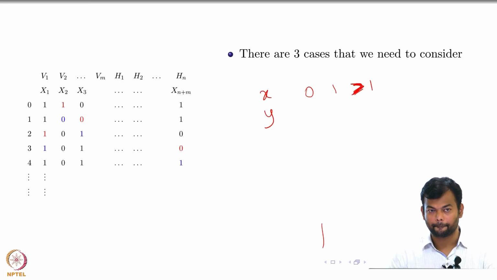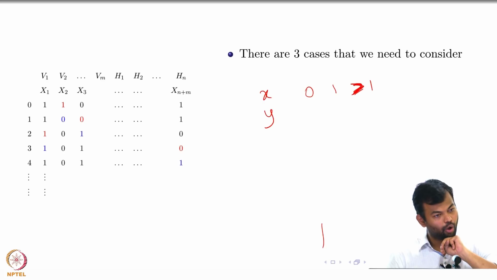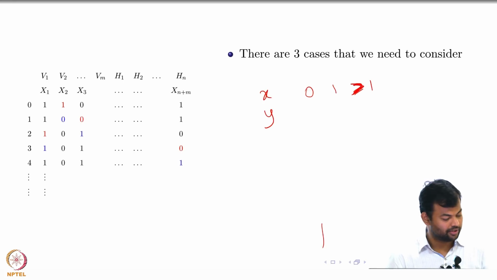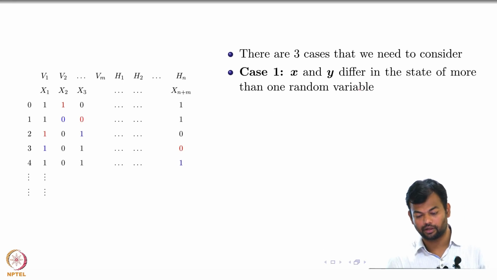Is that clear? Okay. So if I prove that for all these three cases the detailed balance condition holds, then I'm done. Is that okay? So let's start with the easy case one, which is x and y differ in more than one state.